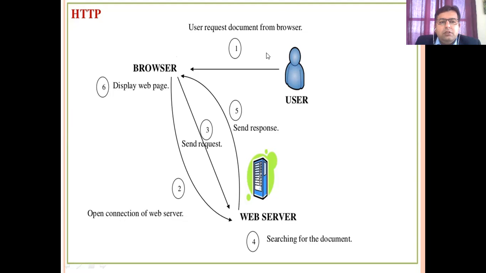These are the basic six steps of how the HTTP protocol is working, or we can say it's a basic process of web processes. The user sends a request through the web browser, and the sent request will reach the web server using the HTTP protocol on the user side. It will search the document, it will give the response, and it will display the result.